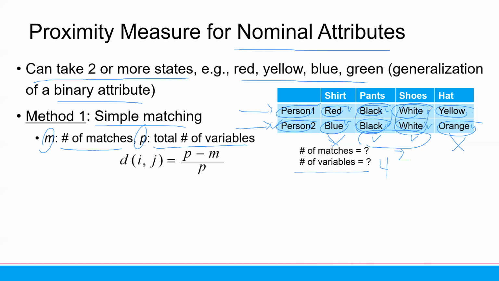Then if we want to fit into this formula, what is P? P is the total variables, which is 4, and then minus M. M is the number of matches, which is 2. And then we divide it by the number of variables, which is 4. So the total will be 2 divided by 4, and we have a half. Okay. That's the simple matching.